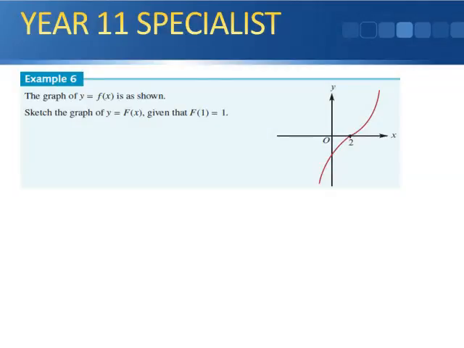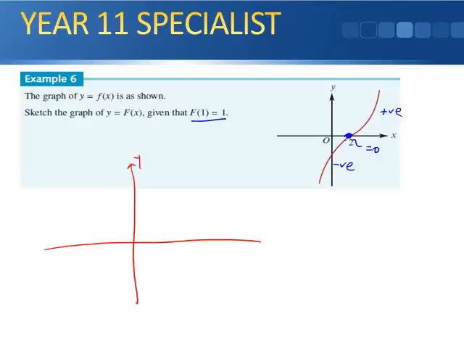Example 6. Now this one is positive above here. It's equal to 0 there, and it's negative below the x-axis. And then we know F of 1 equals 1. Okay, so that's important. So really, we could have a parabola here. So I'm going to quickly try and sketch this. A parabola which has a change at x equals 2. Right, it changes. And we also know that F of 1 equals 1.